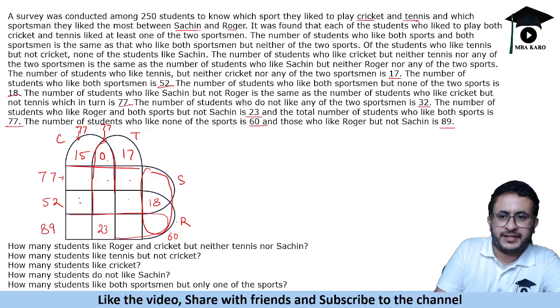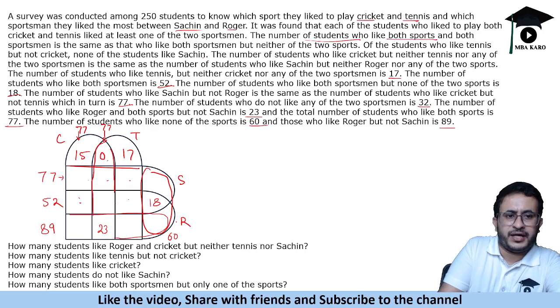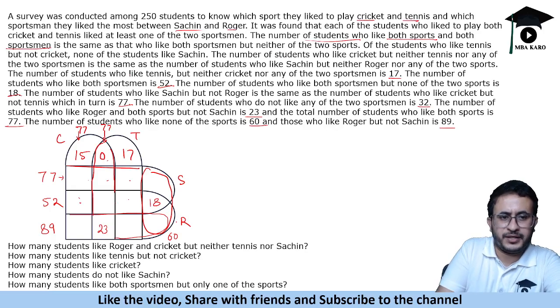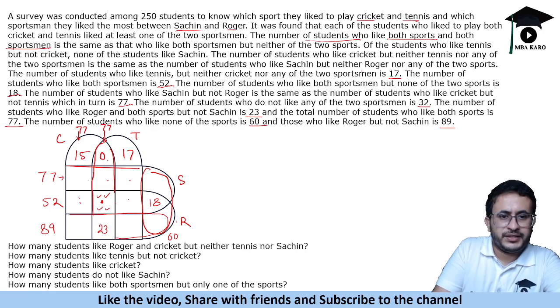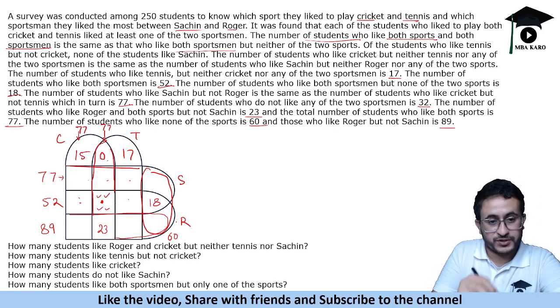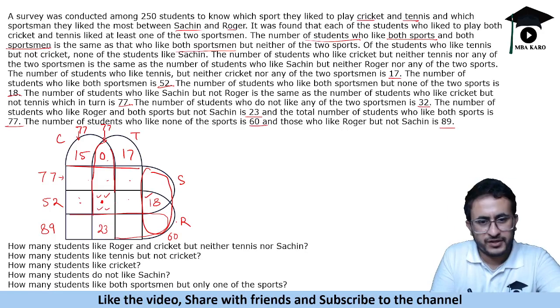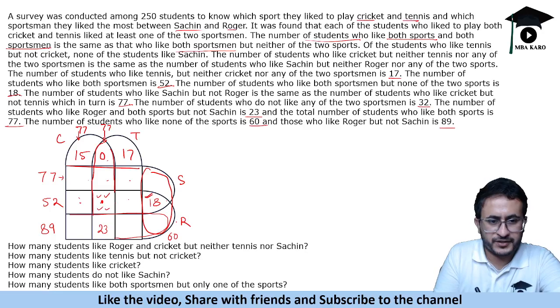Then it says that the number of students who like both sports and both sportsmen, that means all four. They like both sports and they like both sportsmen also. It is the same as those who like both sportsmen but neither of the two sports. So this value is 18. They like both sportsmen but neither of the sports. So this value is same as this, which is 18.